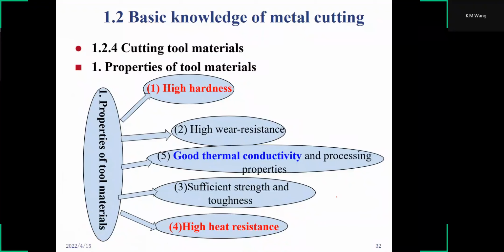And then the tool materials should have high heat resistance, due to the cutting process will have a lot of heat. So the temperature will increase. If the tool materials don't have high heat resistance, it is easy to fail, and it will increase the cost of the tools. Okay, so the cutting tool materials should have all these properties. If we want to choose proper tools, we should consider these properties. Okay.